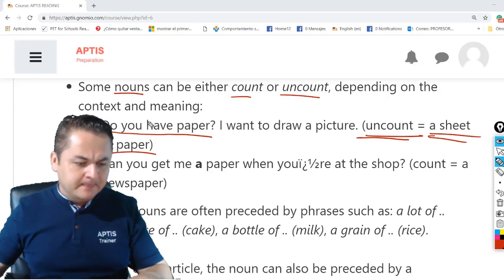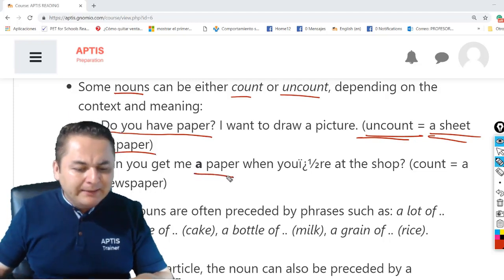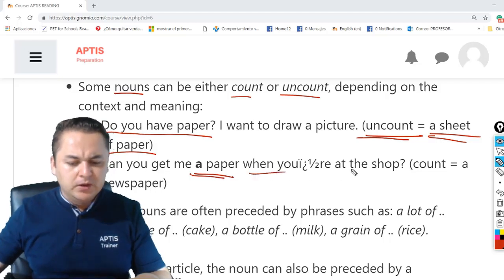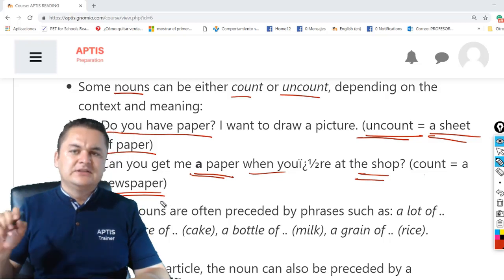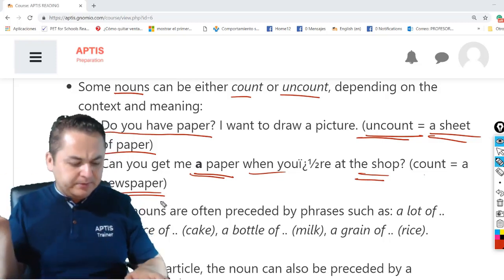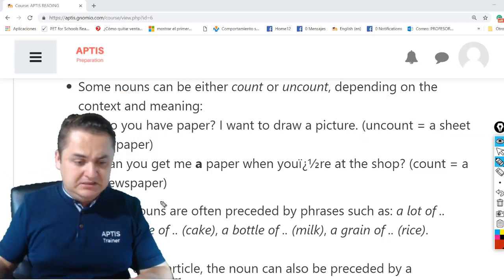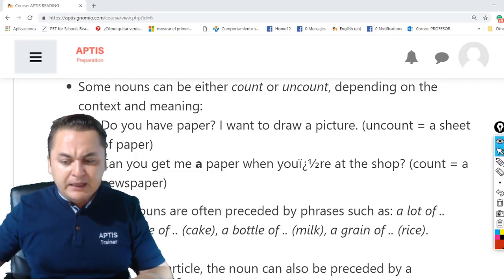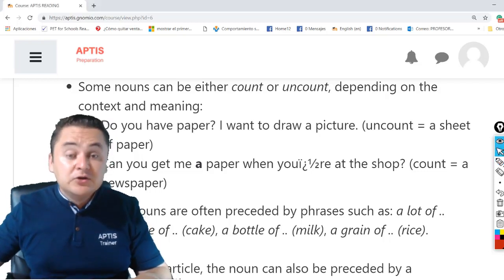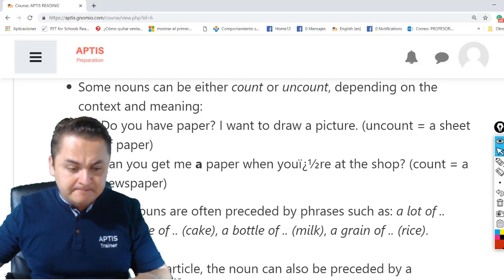That's what I mean. But then I can say, hey, can you give me a paper? When you are in the shop, meaning a newspaper, for instance. Can you give me a newspaper? Give me a paper. Give me the paper. Can I read the paper? So in that case, paper would mean newspaper, not just a piece of paper.